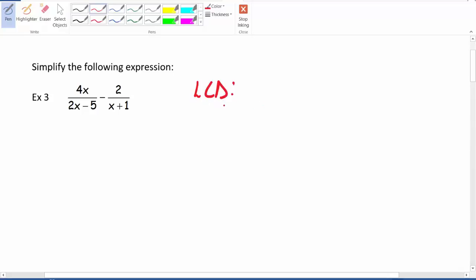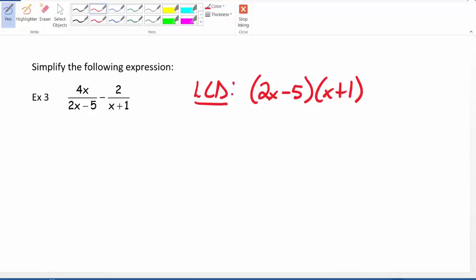And unfortunately here, we notice that there's nothing that they share in common. So as a result, the entire bottom piece is just going to be 2x minus 5 times x plus 1. And so in order to get that, we would have to multiply this one by that 2x minus 5 on the bottom as well as the top.